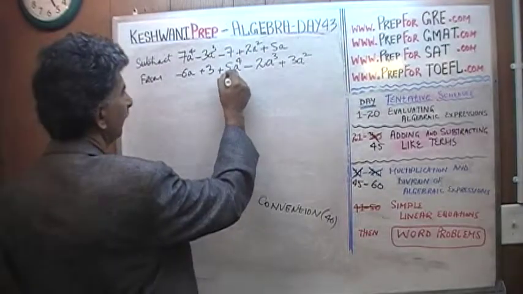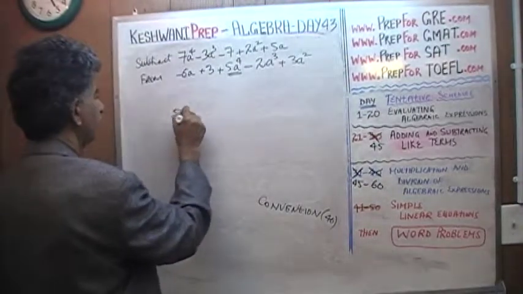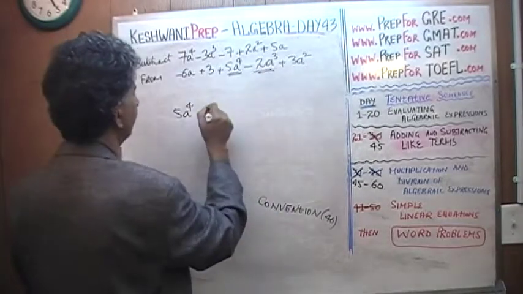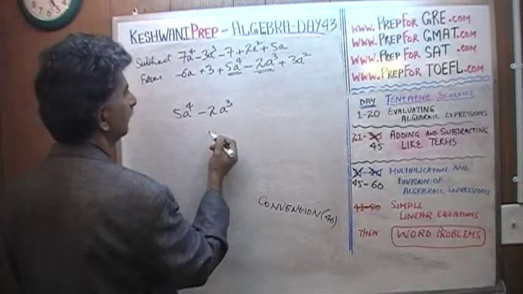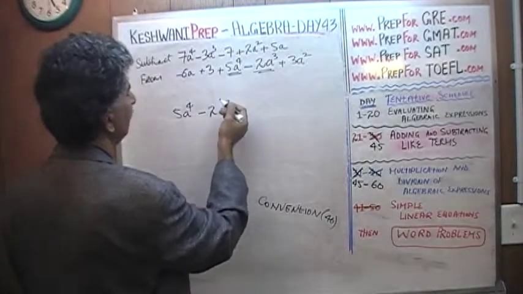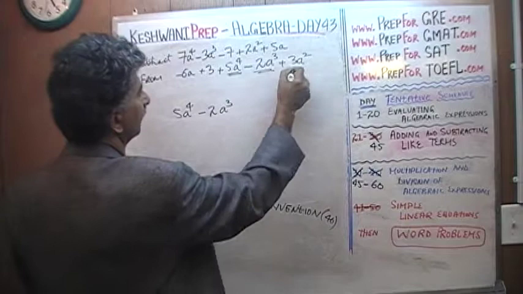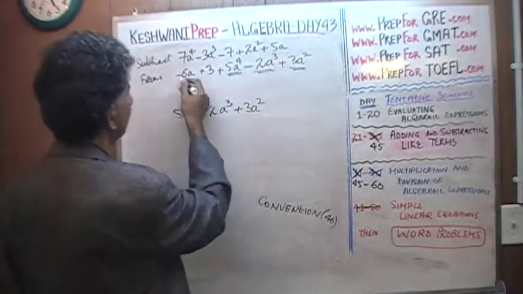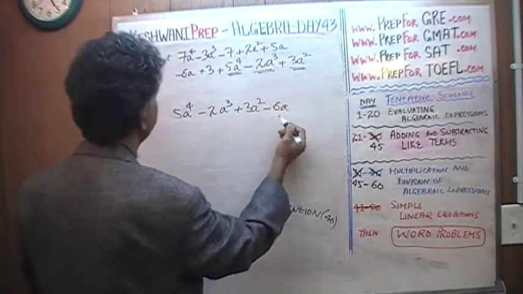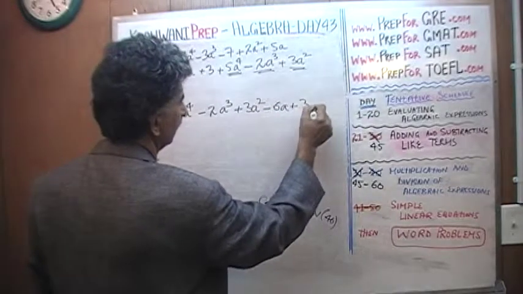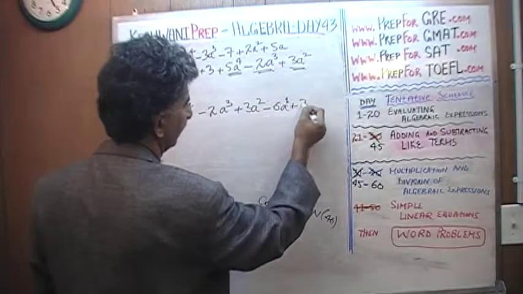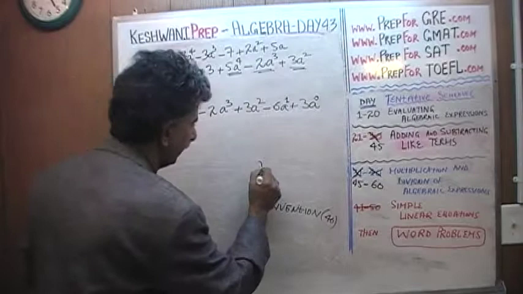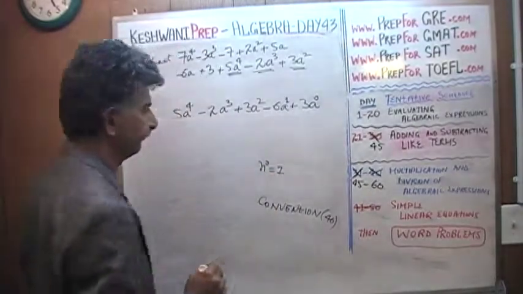So this guy is going to go first: 5a to the fourth. That's the fourth power. Then let's do the third power right here: negative 2a cubed. Then we will have second power, which is right here: positive 3a squared. Then we'll have first power, which is right here: negative 6a. And finally we'll have plus 3. Technically this has the power of 1, and technically plus 3 has the power of 0. A to the 0. Any number raised to 0 equals 1.